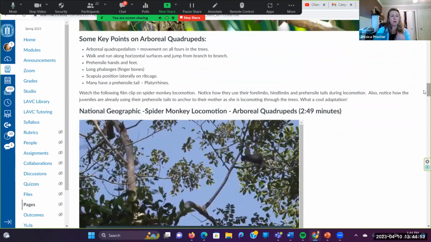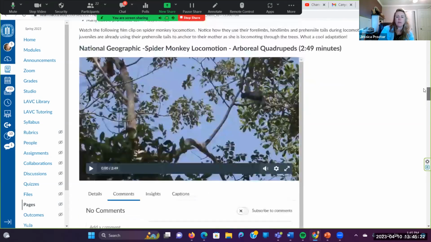Some key points on arboreal quadrupeds. Arboreal quadrupedalism is movement on all fours in the trees. The arboreal quadrupeds walk and run along horizontal surfaces and jump from branch to branch. They have prehensile hands and feet. They have long phalanges, or finger bones. They have a scapula that's positioned laterally on the rib cage. The scapula is the shoulder bone. And most platyrhines have the prehensile tail. All right, so let's watch this locomotion pattern here.